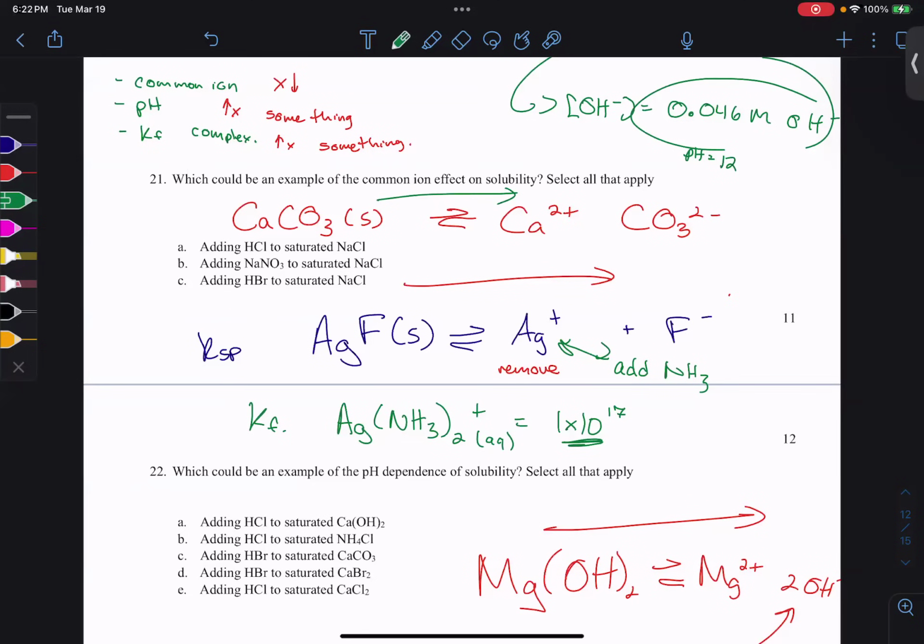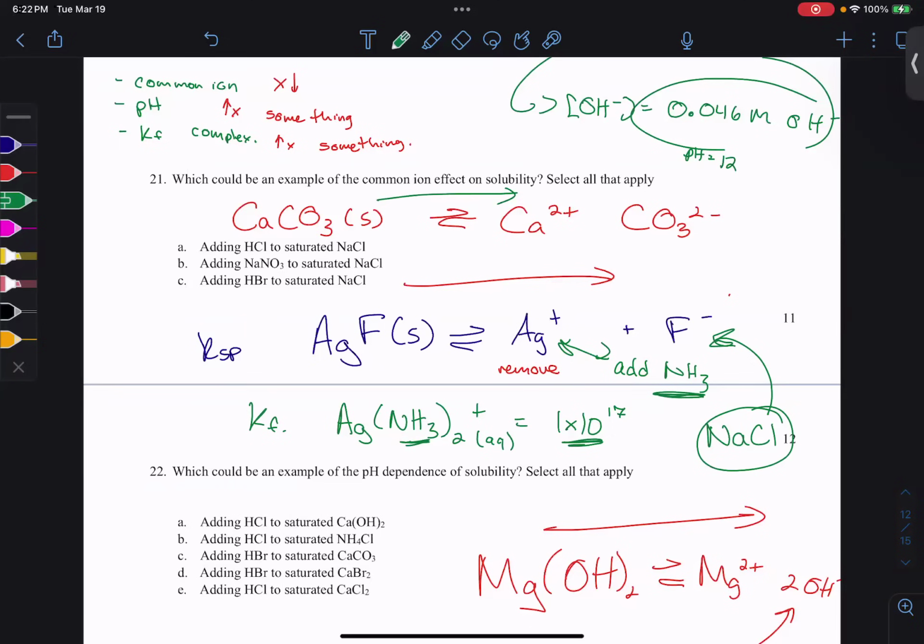So Kf and pH changes, you're adding something to the reaction that basically consumes a product, so it makes the thing more soluble, right? And so I know adding ammonia will make a complex ion because it's literally in the complex ion equation that's given here. I'm not going to give you some random thing, right? Versus, what if I added NaCl to a saturated solution of silver fluoride? What's going to happen if I add NaCl?